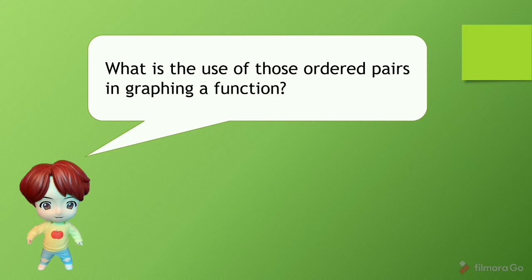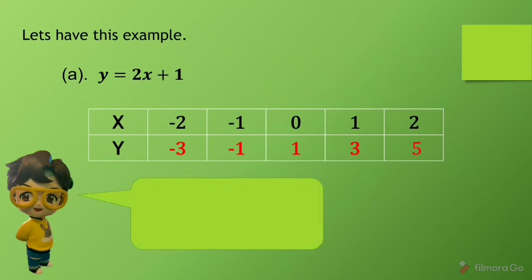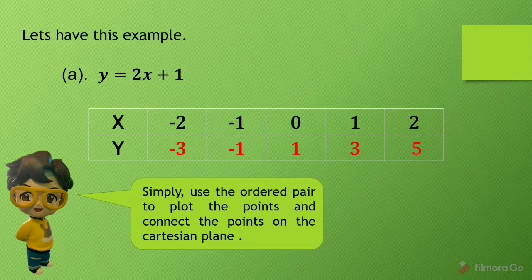So ano na yung magiging silbi nung ordered pairs na yun in graphing a function? So simply use the ordered pair to plot the points and connect the points on the Cartesian plane. Kasi kung di mo alam yung mga ordered pairs ng function mo, hindi mo din ma-identify kung ano-ano yung mga points or saan mo ilalagay yung mga points na i-connect mo to form a graph on the Cartesian plane.